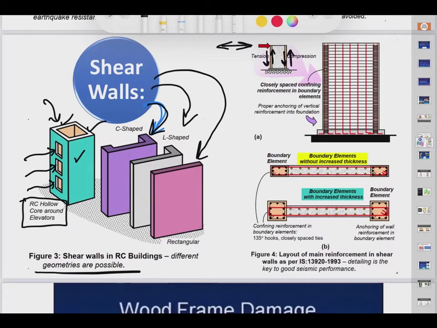So they are also designed like beams only, with closely spaced confining reinforcement in boundary elements. And this is the cross section, with all the reinforcement details being shown here, and the layout of all the main reinforcement bars is shown here in the shear wall as per IS 13920, that is the ductile detailing code, for good seismic performance of shear walls.